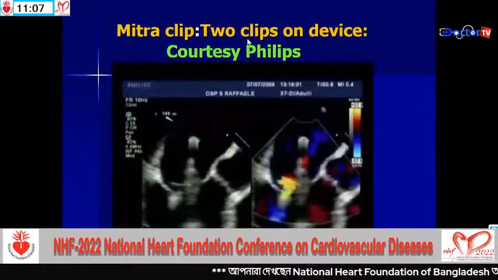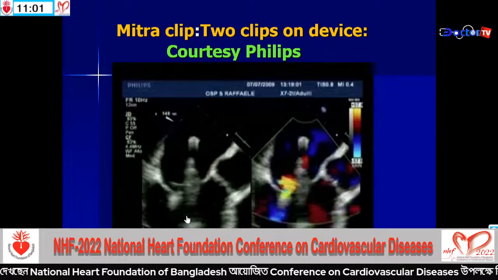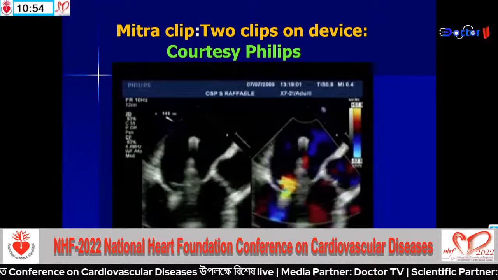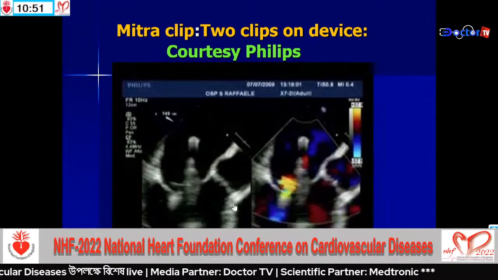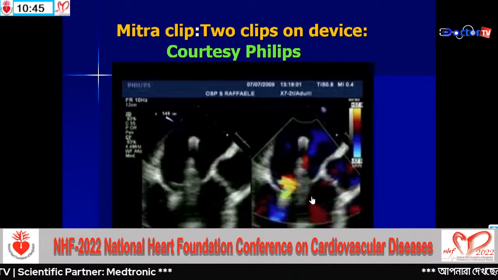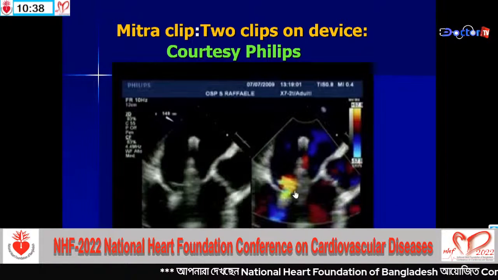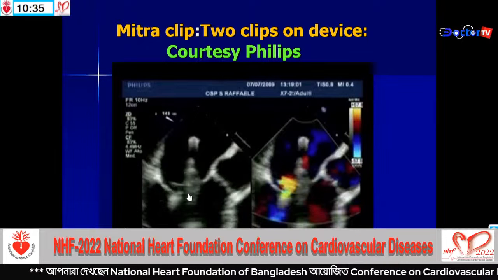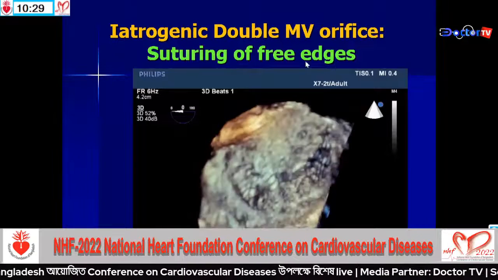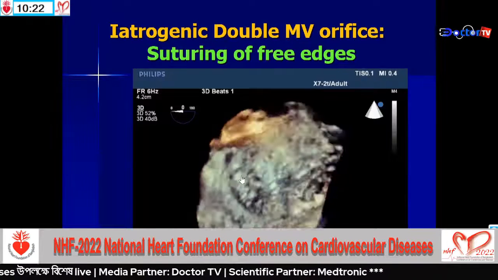Again, we have discussed something about ischemic mitral regurgitation, and this was a mitral clip, you see, but unfortunately, it will not move here. So this was a mitral clip, because they showed the presence of a clip, and this clip grasps the two mitral leaflets, as a result of which, when it is brought into the LA, they produce two orifices, which is known as an iatrogenic orifice. For example, this is an iatrogenic orifice produced because of the suturing of the free edges. So one mitral valve orifice and the other mitral valve orifice, both of them can be seen.